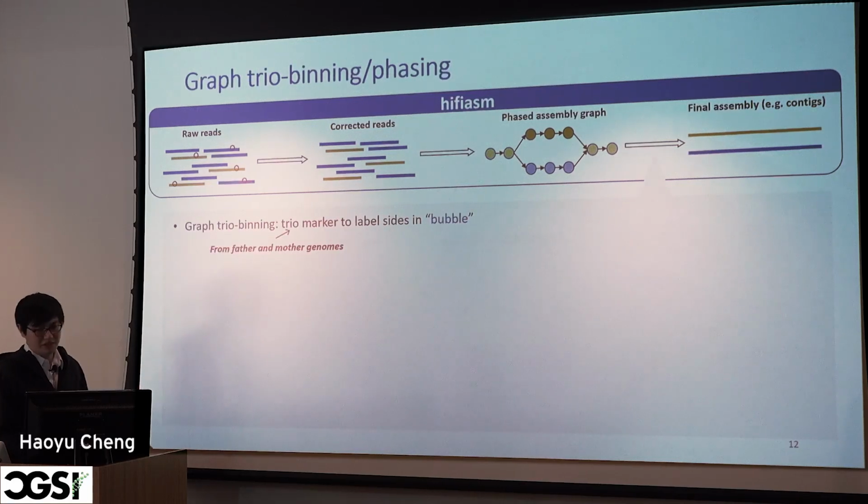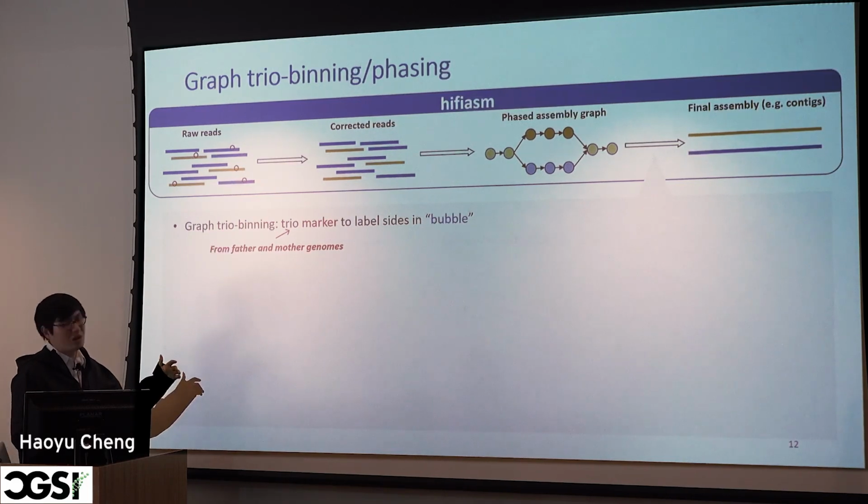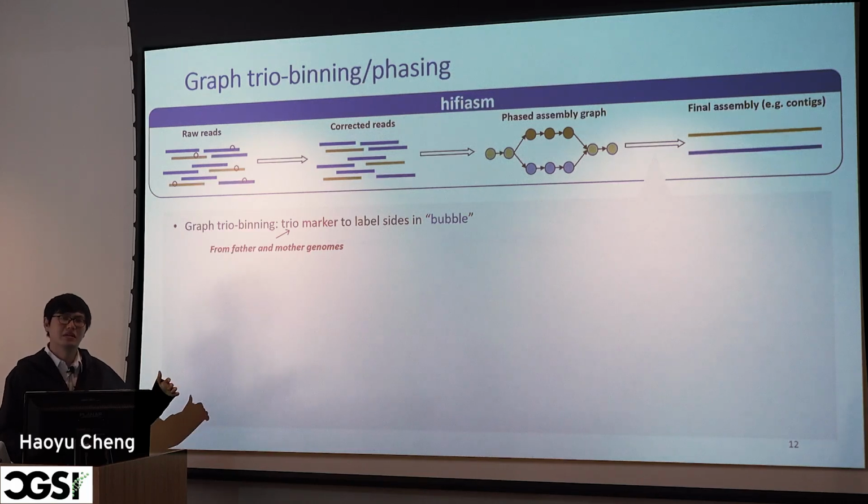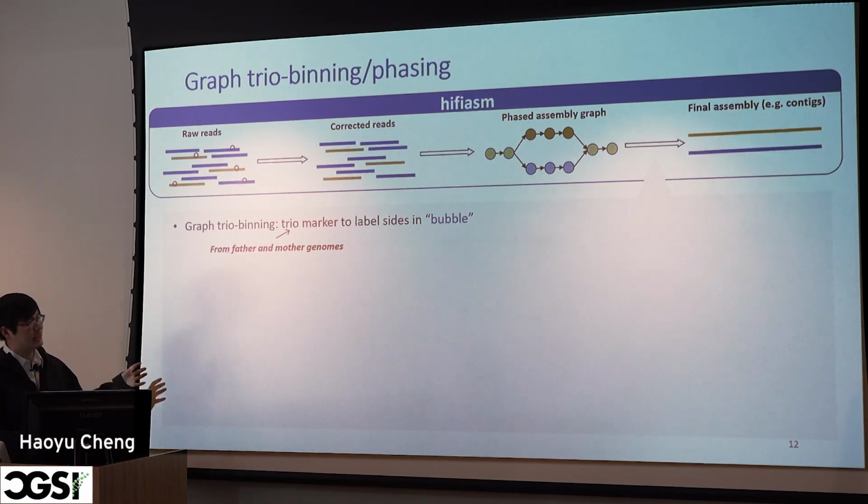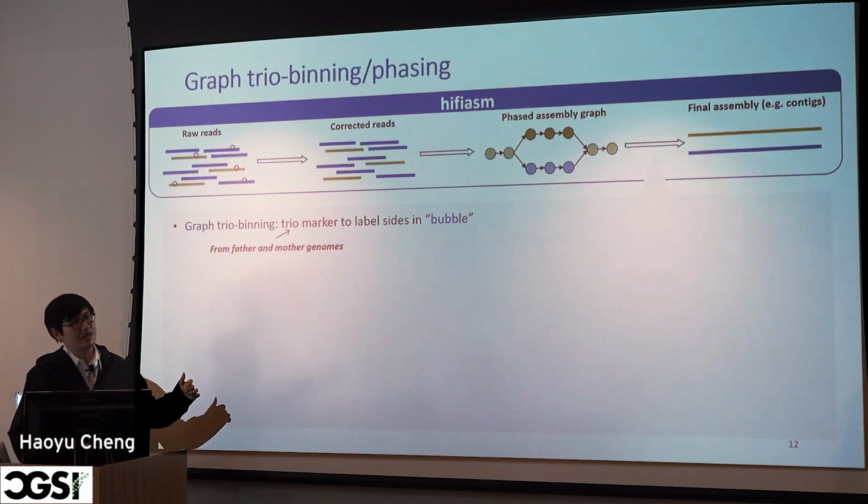So the main difference between the hifiasm algorithm and all other tools is that it has a graph trio binning strategy. That is, you want to use the trio markers, like some of the markers from the father's and mother's genome. So in most cases, they are k-mers used to label each side of a bubble.